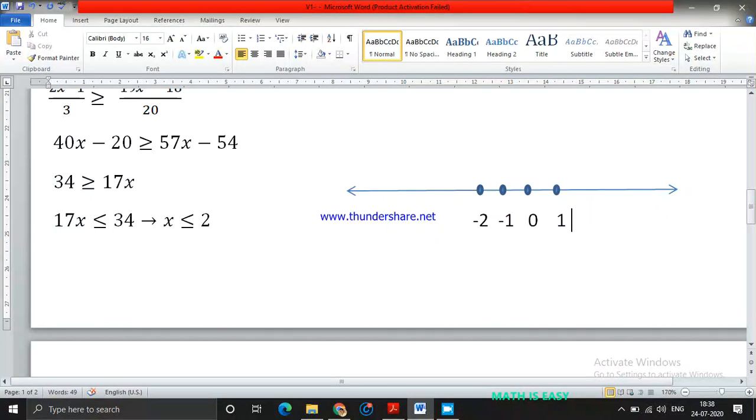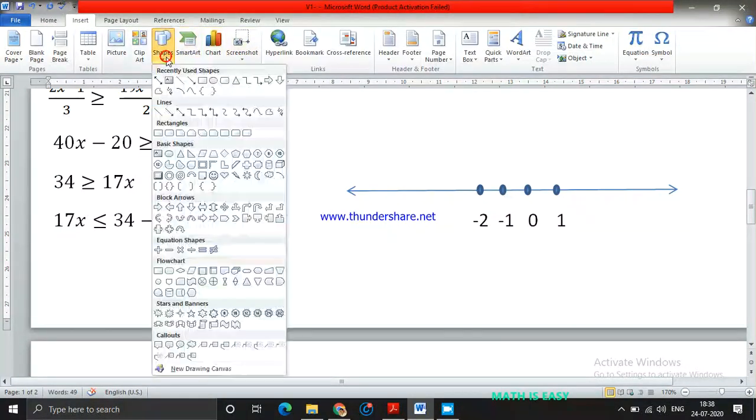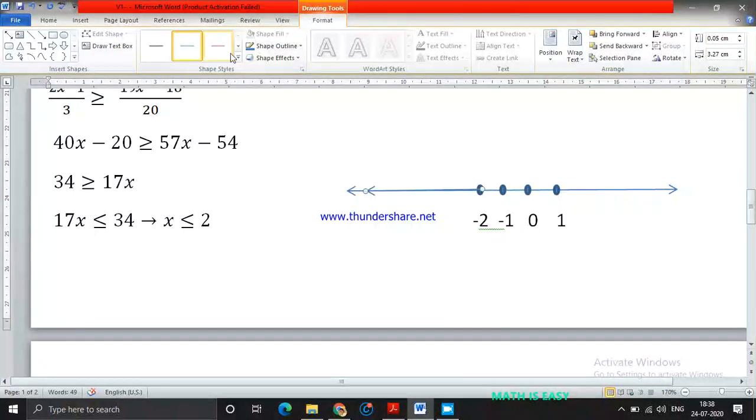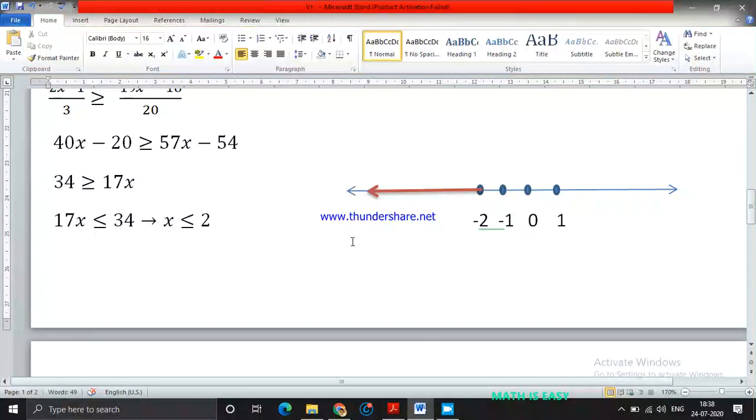If x is less than or equal to minus 2, how do we represent it on the graph? Less than or equal to, right? So including minus 2, your graph will go this way. If you want, you can color it with a different color. So this is a representation on the graph. I hope you understand how to solve linear inequalities in one variable.